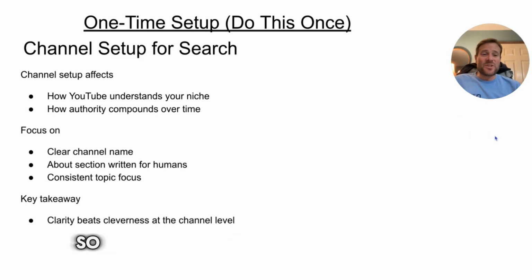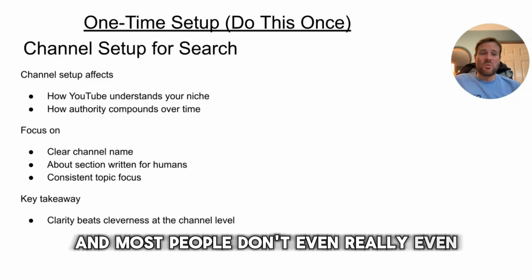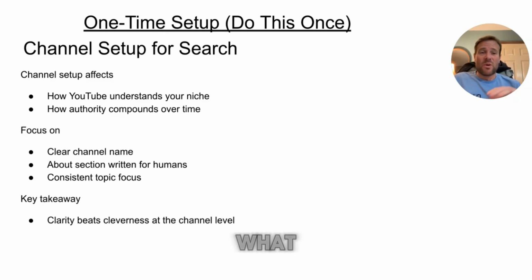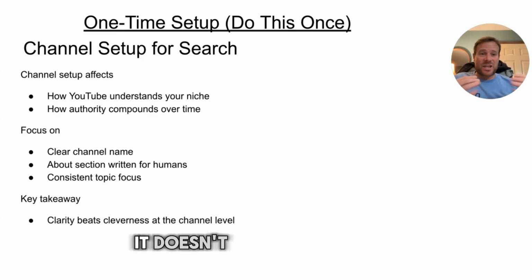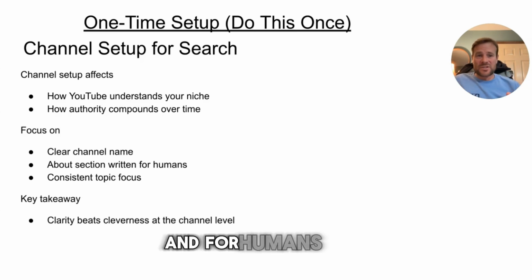Okay. So the channel setup is super important, and most people don't even worry about it, and they just go, go, go. What it's for is to niche down so YouTube knows what your channel's about and who you serve. It doesn't get you rankings, it's none of that. It just provides clarity, and for humans also.